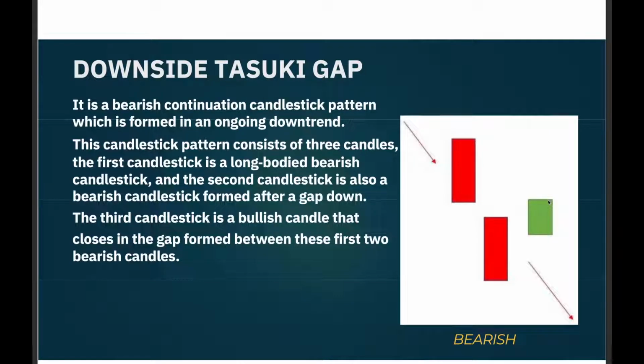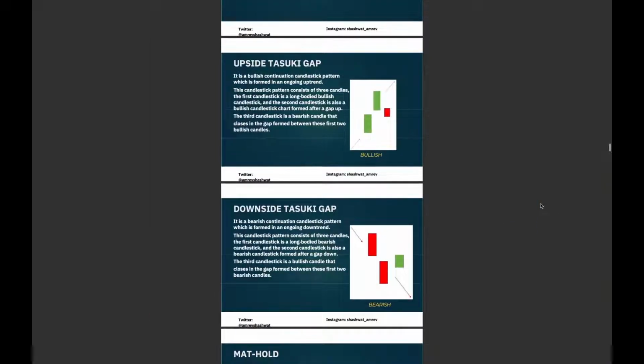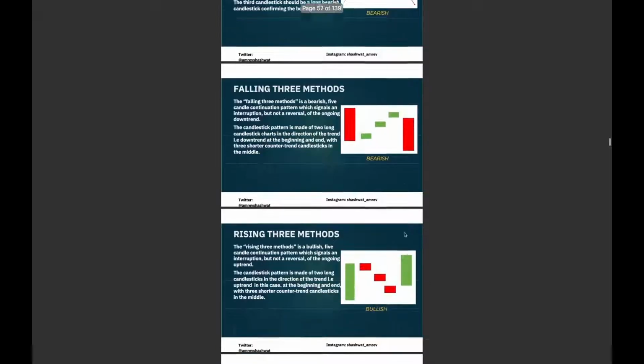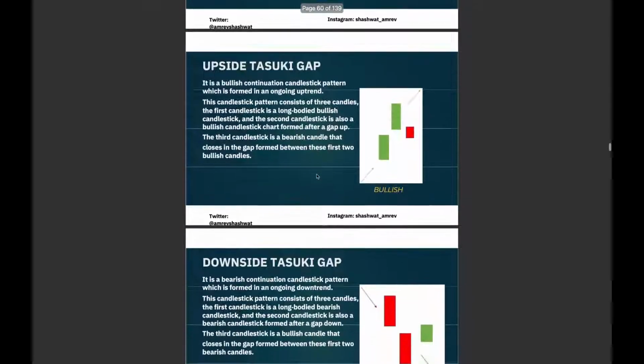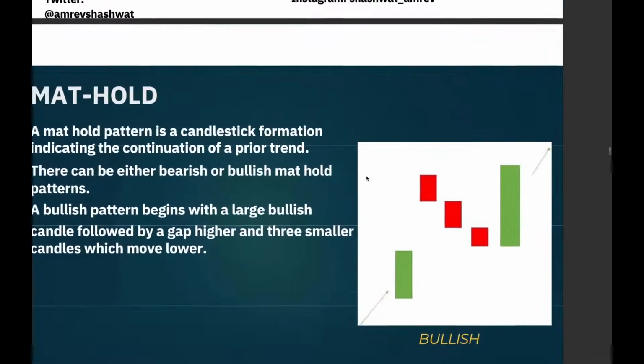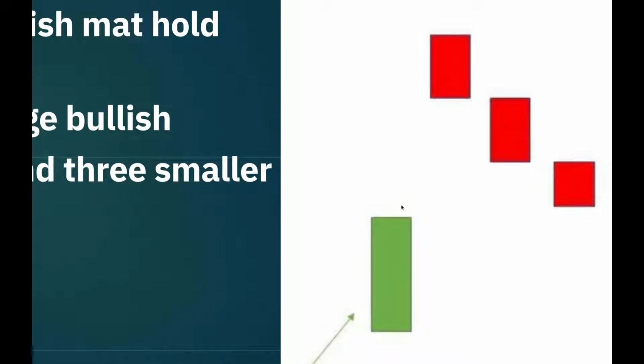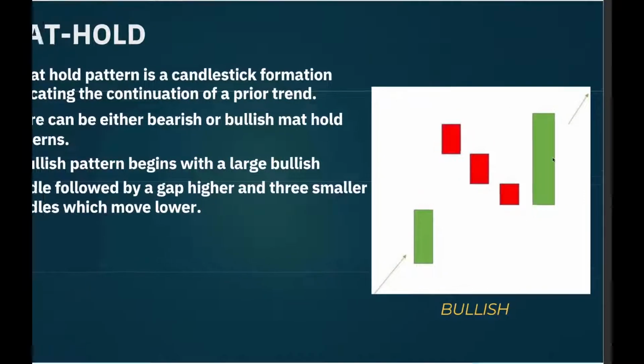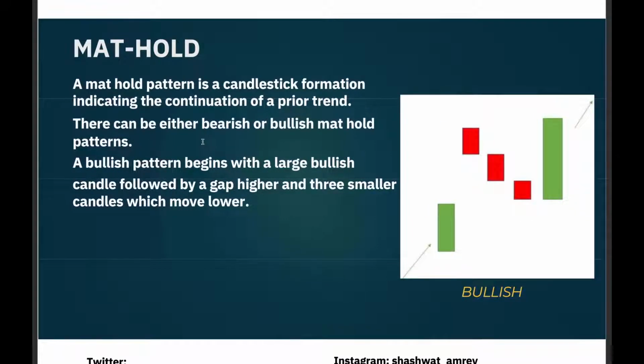So all this you have to learn and practice. Tasuki gap is not that important. The first 10 are very important. Ignore this Tasuki just for knowledge. Just ignore this falling three methods, rising Tasuki, just for knowledge. I'm telling you. Mat hold, again a very big gap, three downtrends, and then again an uptrend. So mat hold is just this, it indicates a bullish move.